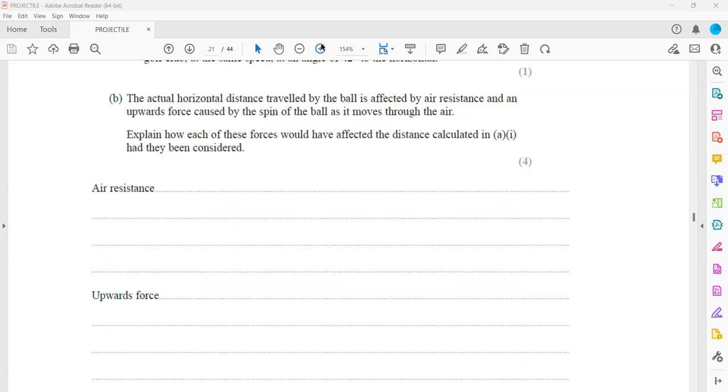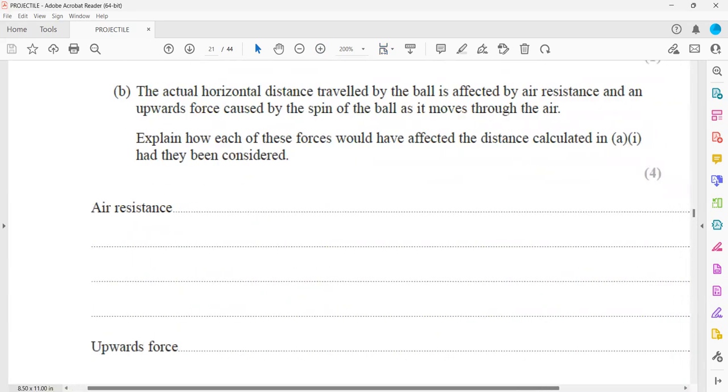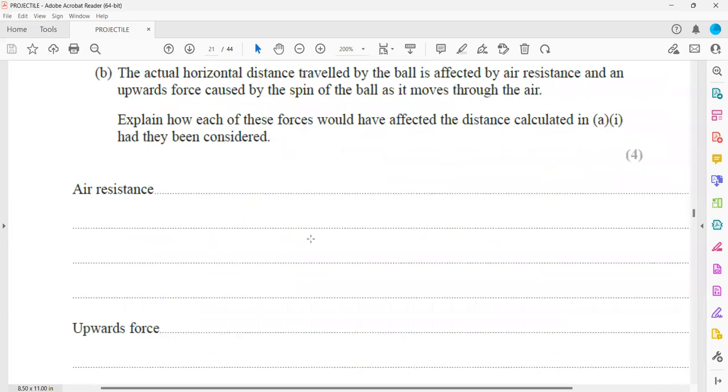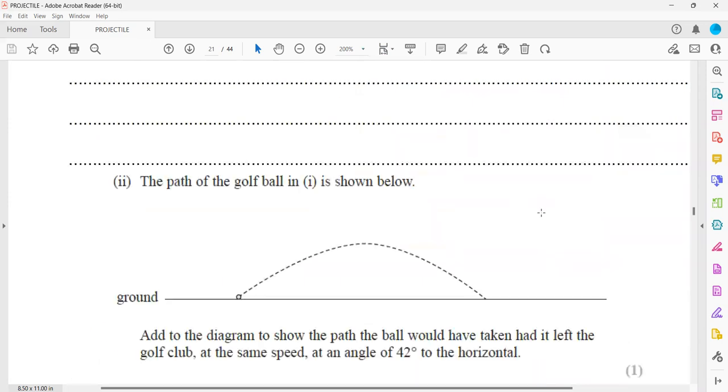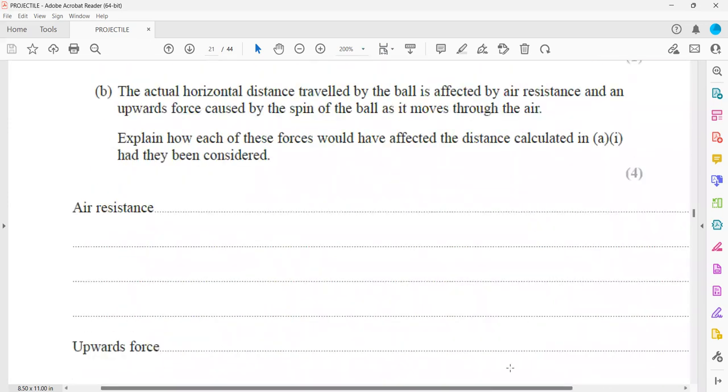The next part: the actual distance traveled by the ball is affected by air resistance and the upward force caused by the spin of the ball as it moves through the air. How would each of the forces have affected the distance in A, the range we calculated? Air resistance will decrease the time of flight, or it will reduce the horizontal component, so the range will also decrease. And if there is an upward force due to the spin, there will be a greater upward force to increase the time of flight. As a result, the range will also increase.